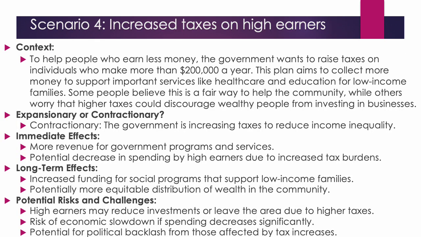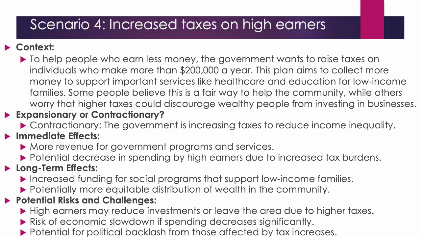Okay, let's review. This is slowing down the economy. The government is taking more money in taxes. So it's a contractionary policy. Right away, there's more money for government programs and rich people might spend less. Later on are long-term effects, more money to help poor families, and money may be shared more equally.